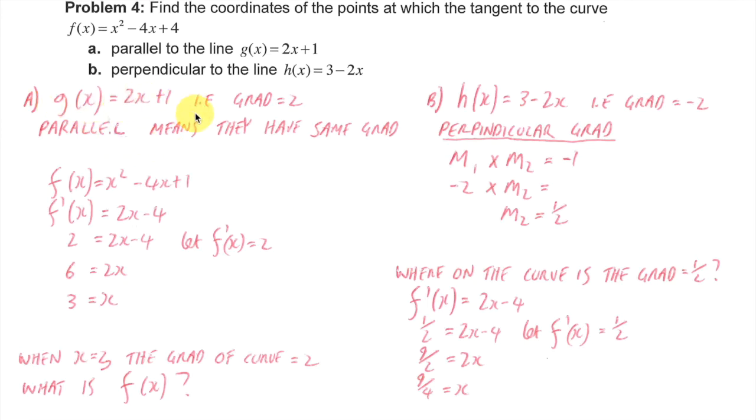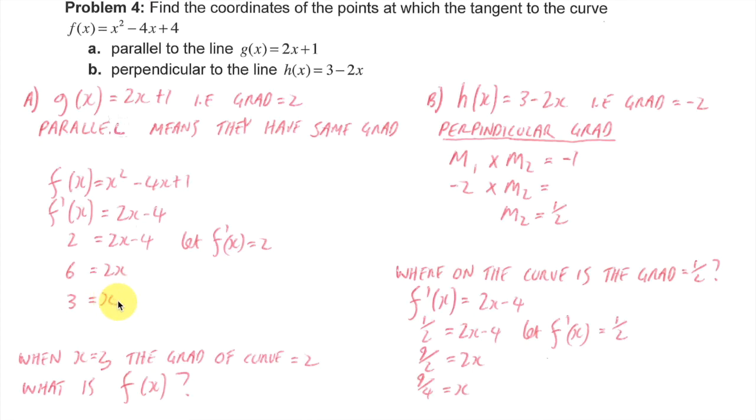G of x, straight line graph with a gradient of 2. If the tangent line is parallel with this line, then they have exactly the same gradient. So the gradient of the tangent line must equal 2. Of course, the gradient of the tangent line and the gradient of the curve are exactly the same. So I take my original f of x function, I find its derivative, I set the derivative to equal 2, and I solve for x.